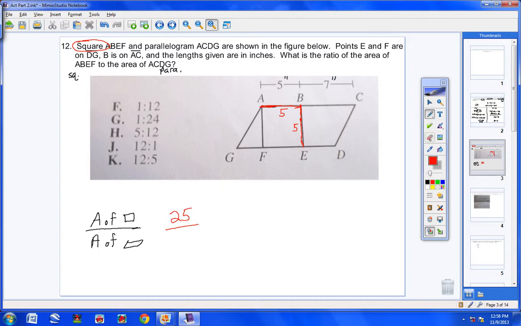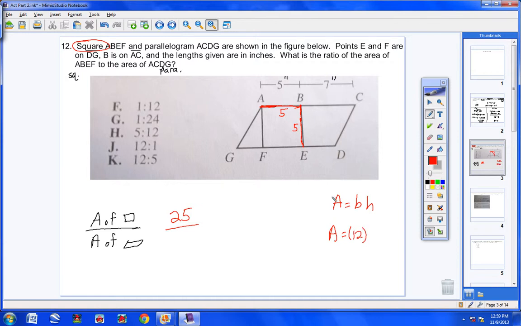Now let's take a look at finding the area of the parallelogram. How do you find the area of a parallelogram? Well, base times height. Now let's think about this for a second. If this whole length all the way across is 12, which it is, right? 5 plus 7. So if this whole length across the top here is 12, then doesn't that mean this whole length down here is also 12? Sure it does. So I know my base of the parallelogram is 12.